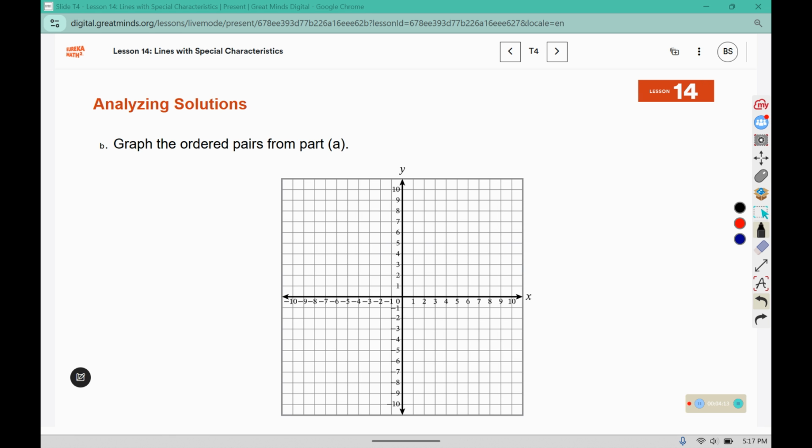And it says graph the ordered pair from part A. So like I said, negative 8, 5, negative 4, 5, 0, 5, 4, 5, and 8, 5. Which we discussed it was linear, so we can connect them.